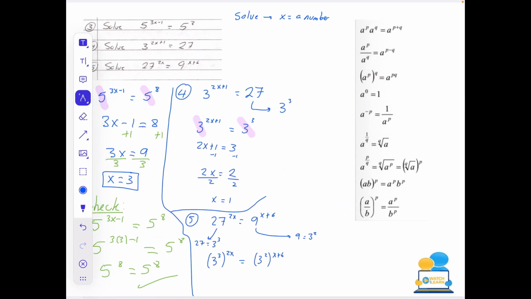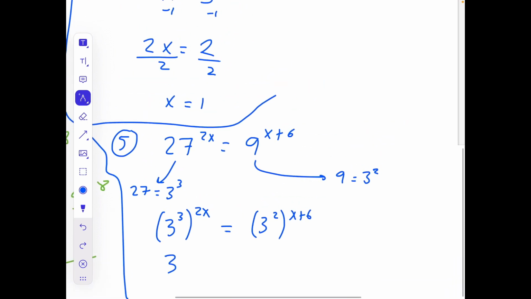Okay, now we have the same base, we're on the right track, but there's still brackets, it's still looking a little bit too complicated. The rule now that applies, so we're going to go to your rules of indices, and I can see what I have, both of this and this, they look like rule 3 up here. Okay, so we want to get rid of that bracket, so we multiply the powers. Okay, so this will be 3 to the power of 3 multiplied by 2x, that'll give me 6x, is equal to 3 to the power of, now 2 multiplied by x will give me 2x, and 2 multiplied by 6 will give me plus 12.